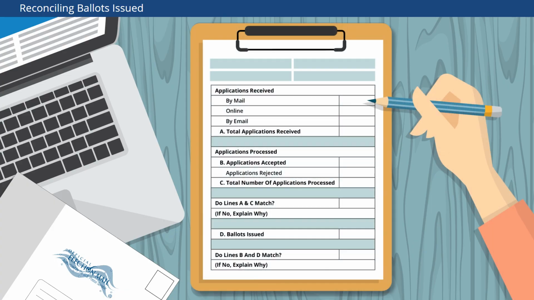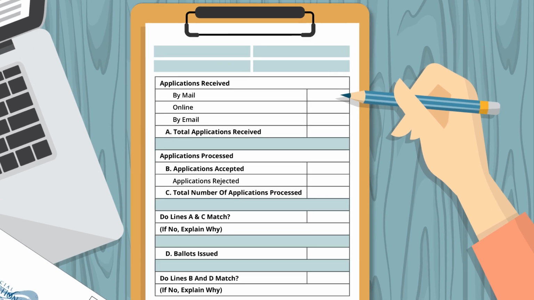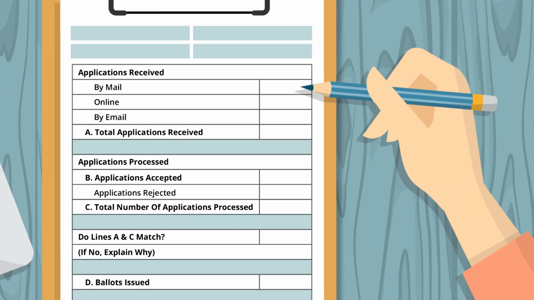Let's walk through an example of how reconciliation might work as ballots are issued. Imagine you are working in a state that requires voters to submit an application in order to receive a mail ballot. At the end of each day, the reconciliation steps for ballots issued might look something like this. First, log the number of applications received from each source accepted in your jurisdiction.